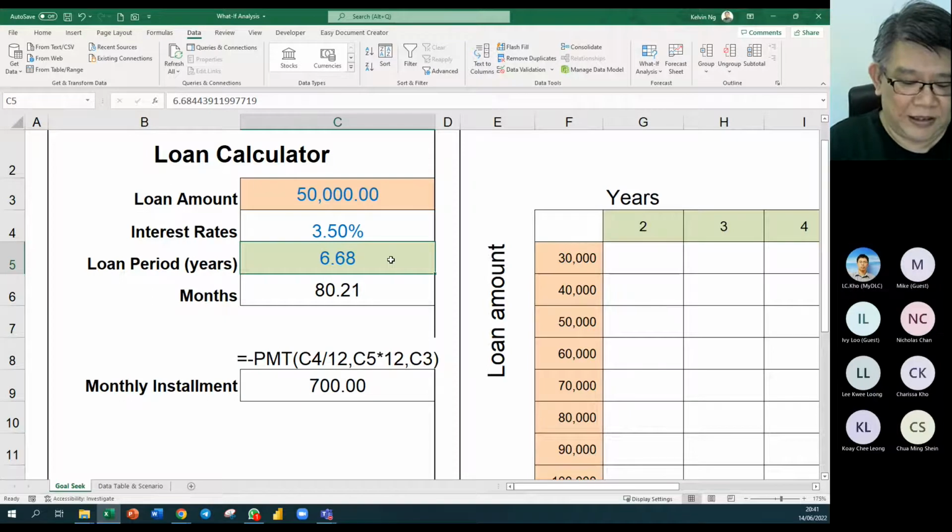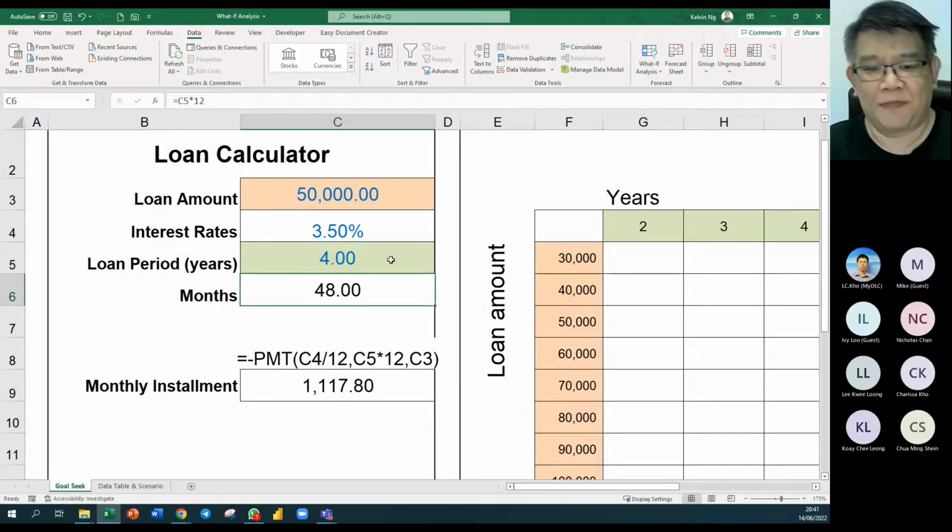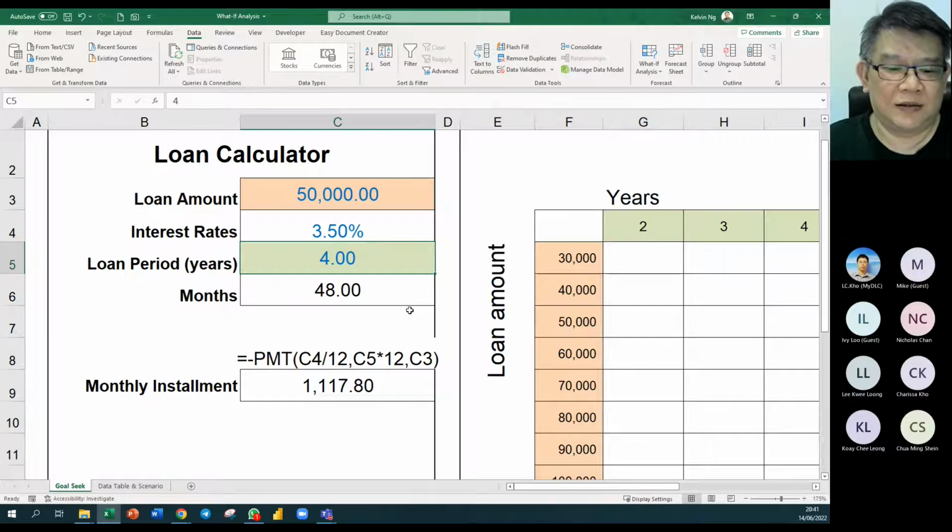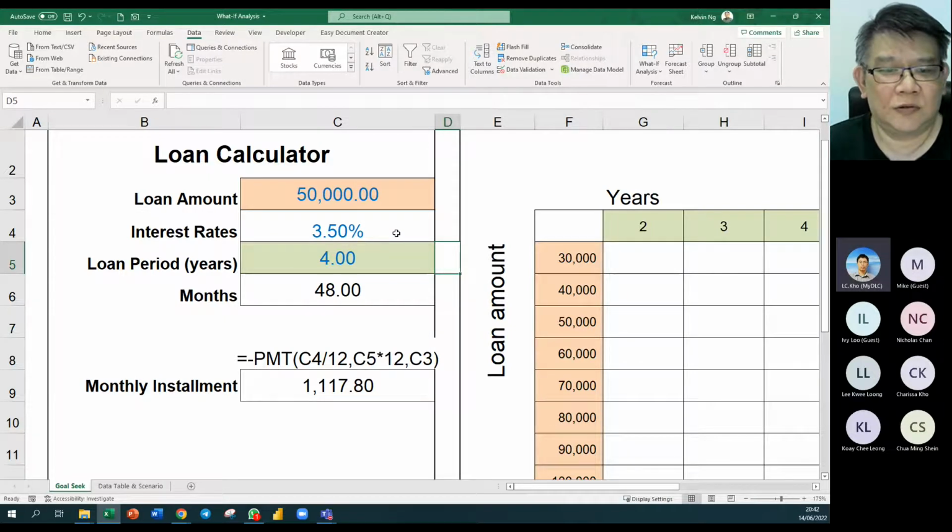Okay. Cool. Now, let's just say you have a customer like Kelvin, and I say I don't want so long, just maintain 4 years. Then we have to reduce the loan amount or interest rate, right? So, what is your suggestion? Maintain the number of years. I heard you say we have to reduce the loan amount, right?